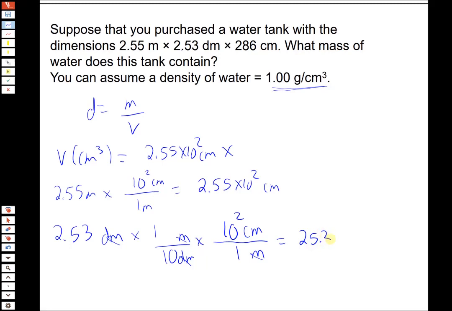So you may know that there's 10 centimeters in 1 decimeter. So we'd multiply by 10 to get into centimeters, but that's not necessarily the most common conversion. So here I did it in two steps, just using the definition of deci and centi. All right, so 25.3.